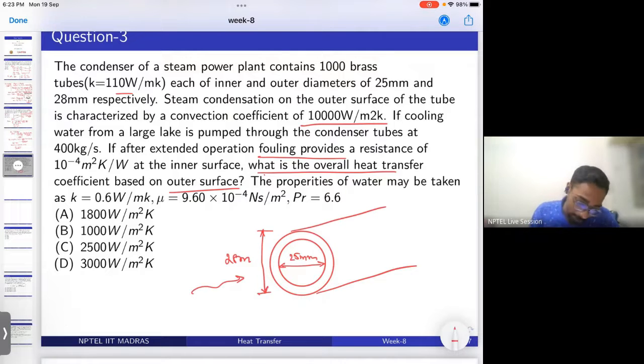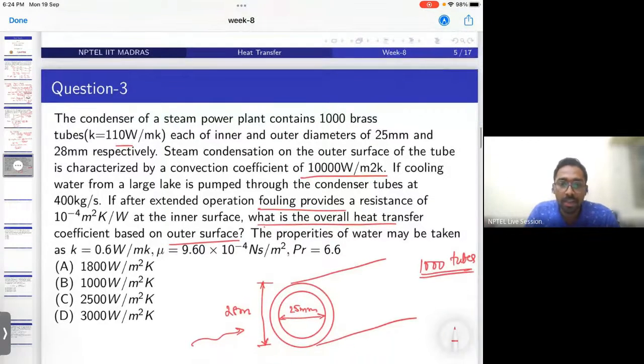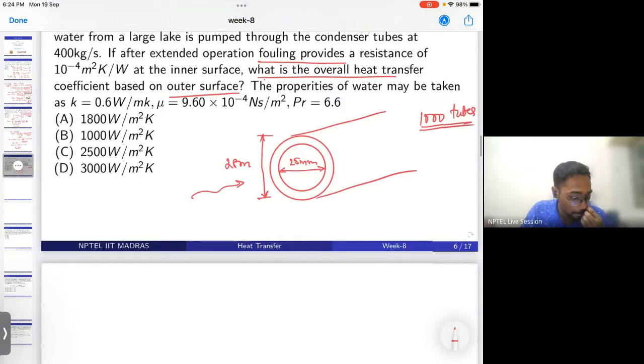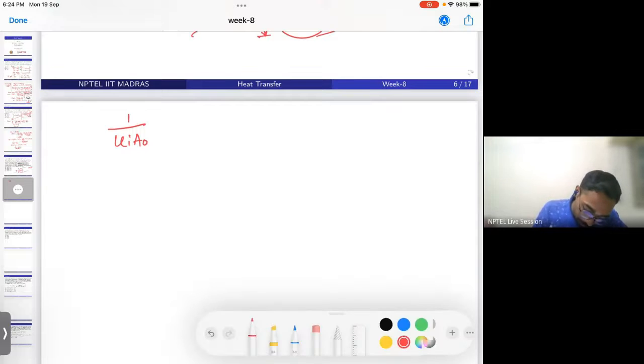What is given? There are 1,000 tubes. Now we will be concentrating on a single tube. So the heat transfer coefficient will be the same for 100 tubes or 1,000 tubes, as we're assuming that all the tubes are identical. So you will write the heat transfer equation, UI.